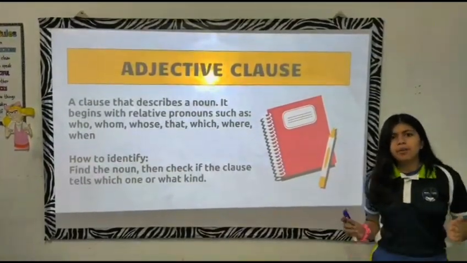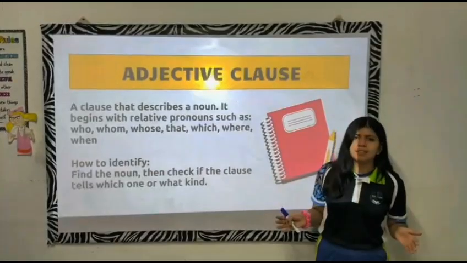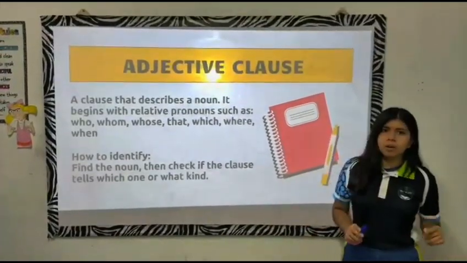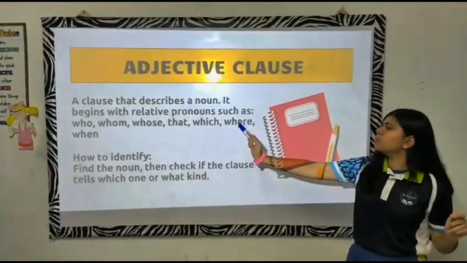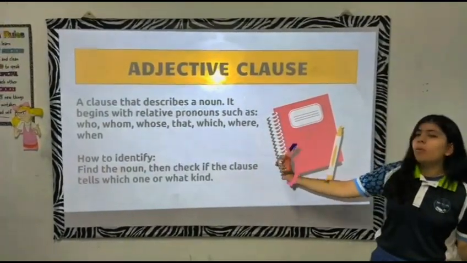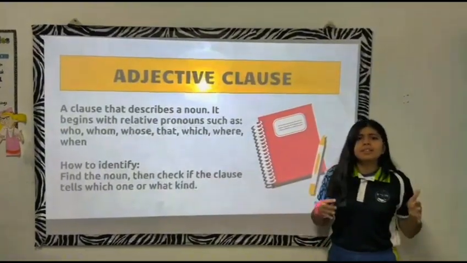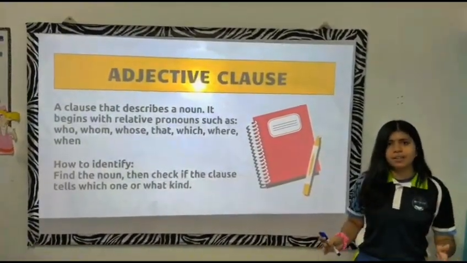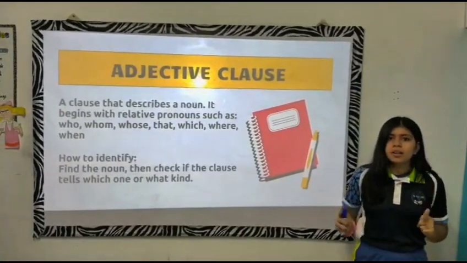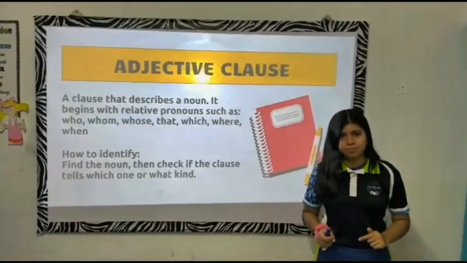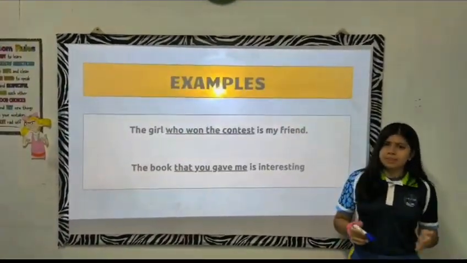So, how can we identify this adjective clause? It starts with relative pronouns, which are who, whom, whose, that, which, where, when. And to identify it, you need to ask what kind or which one. Now, let's start with some examples.